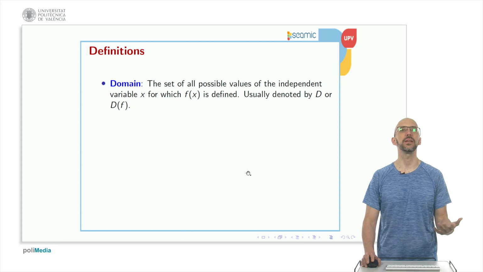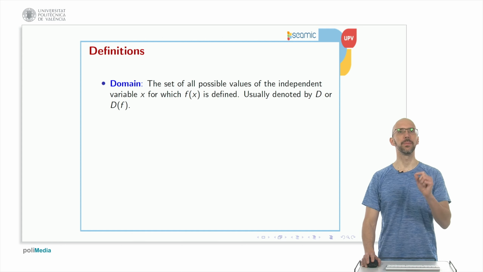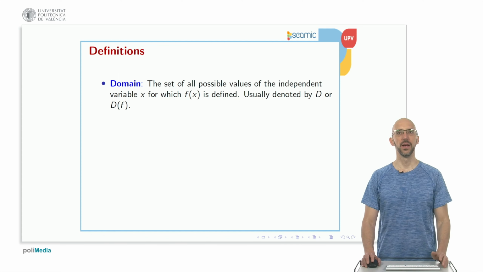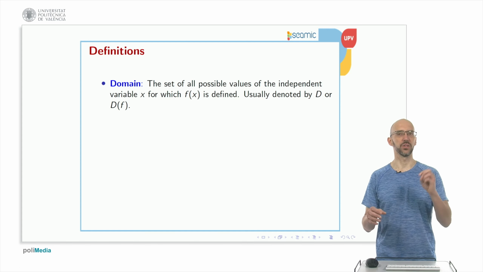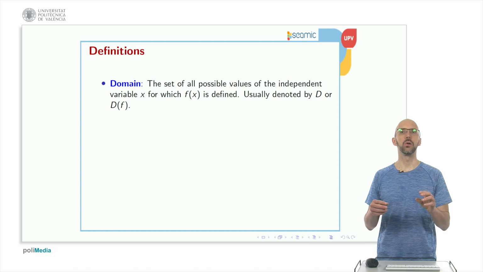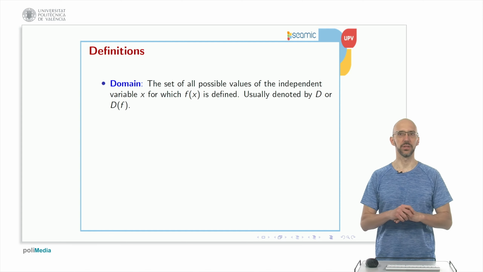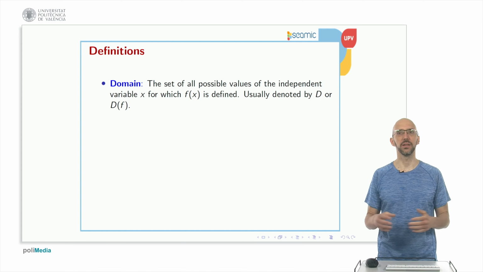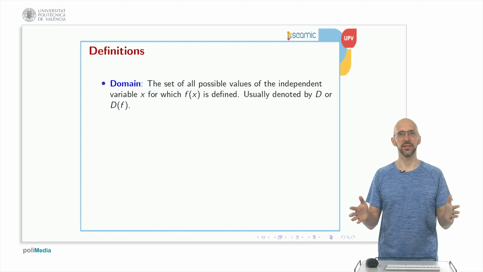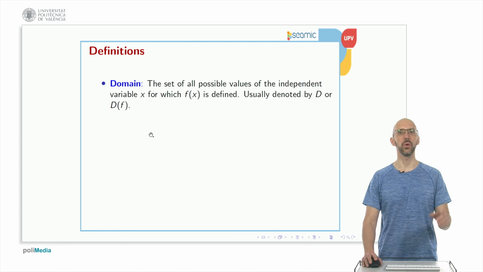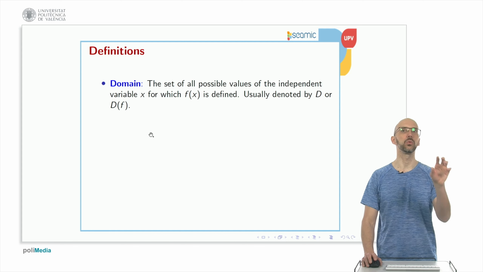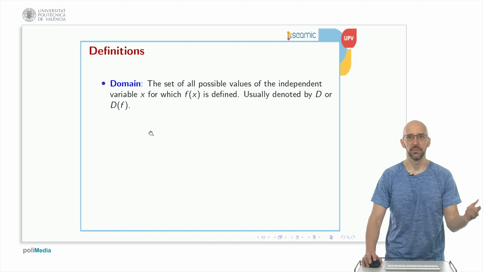Okay, what is the domain? The domain is defined as all possible values for which the function makes sense or is well defined. Okay, normally when it's not well defined, it's when we have the square root of a negative number, or when we are dividing by 0, and you know it's not possible. So normally the domain is the widest set in which the function makes sense. Okay, normally the domain is denoted by D or D_f when we want to relate this domain to a given function that is given before.